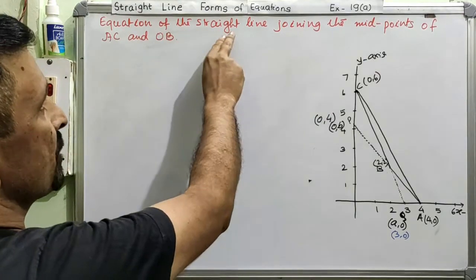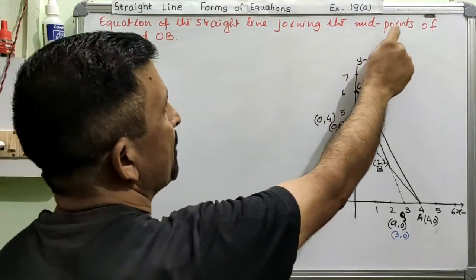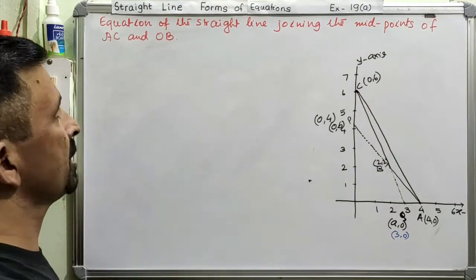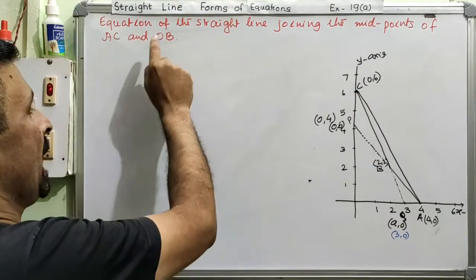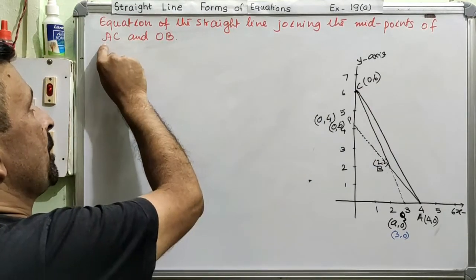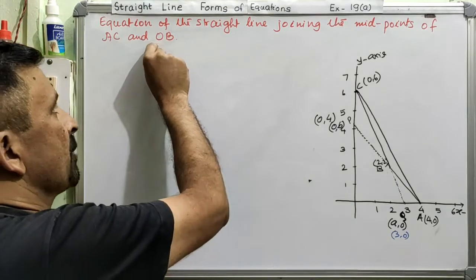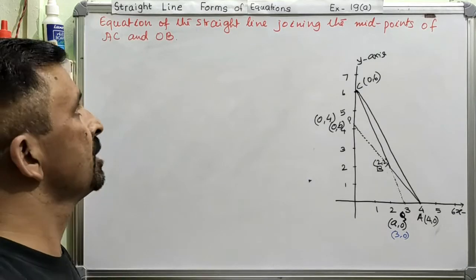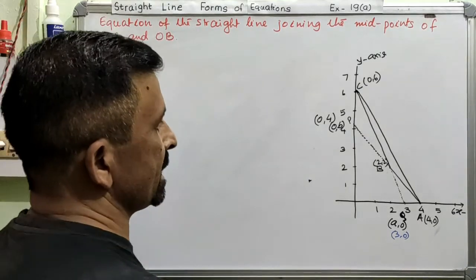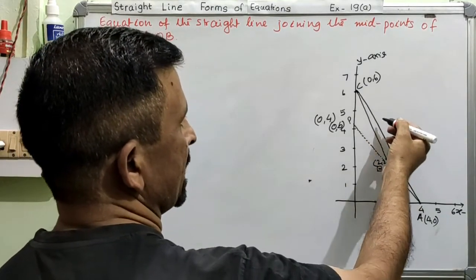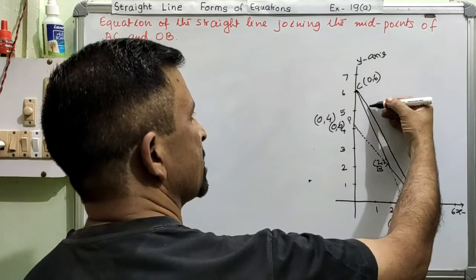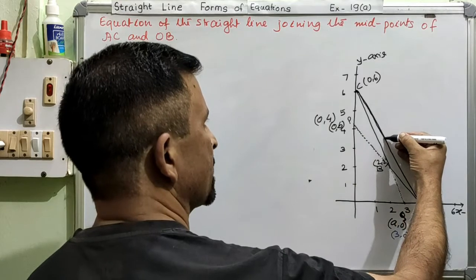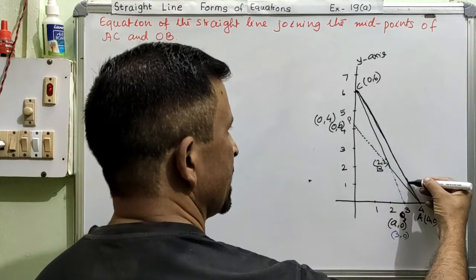Find the equation of the straight line joining the midpoints of AC and OB. Let us find out first of all the midpoint of AC and the midpoint of OB. Then only we will be able to get the line. Clear? So, where is AC? AC is this line. Can you see this AC? So you have to find out the midpoint of AC.